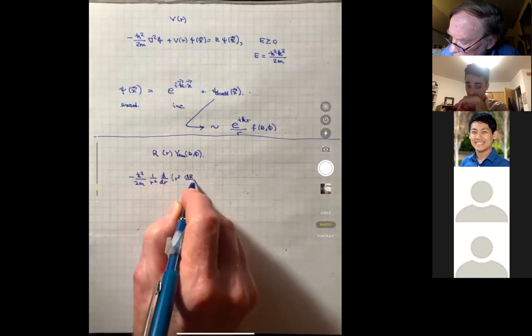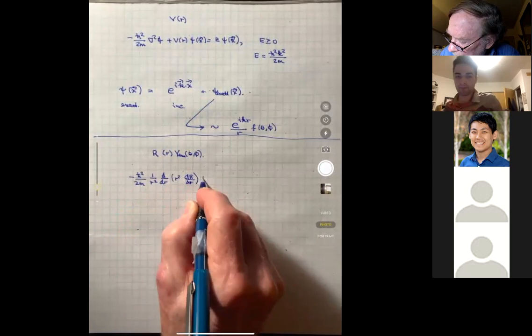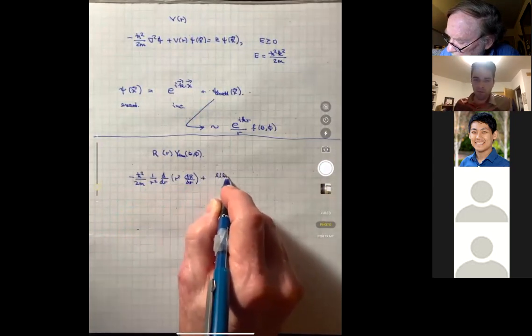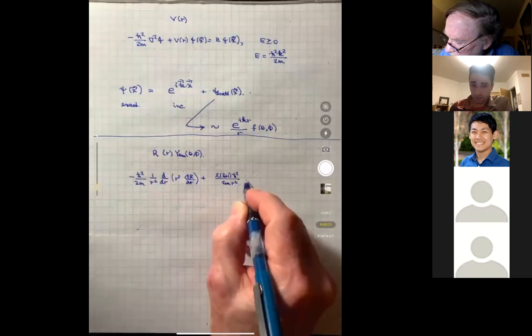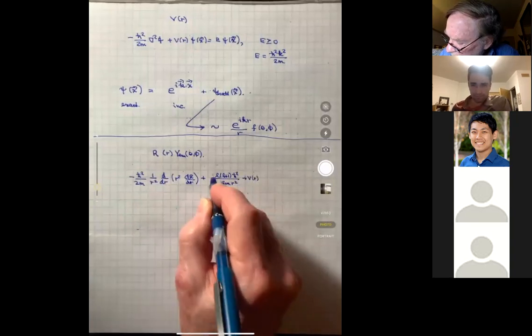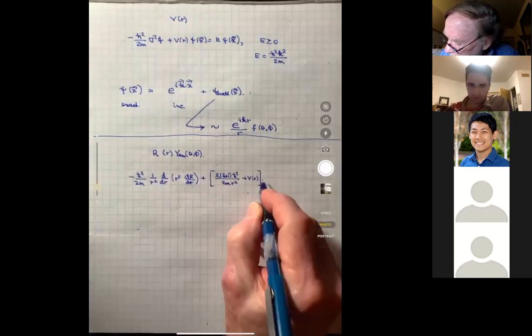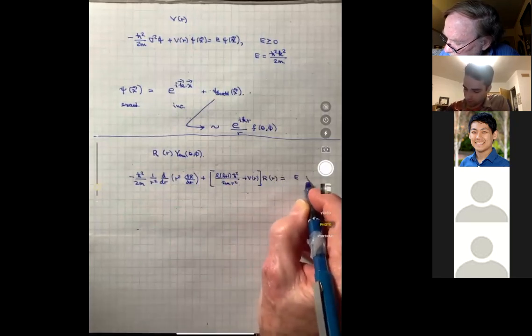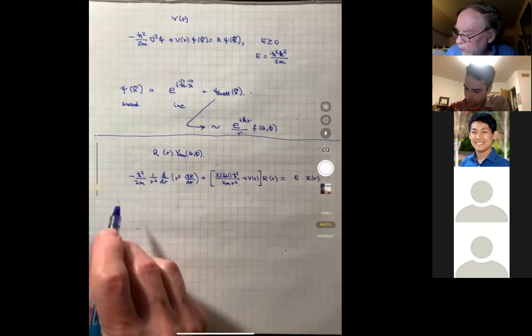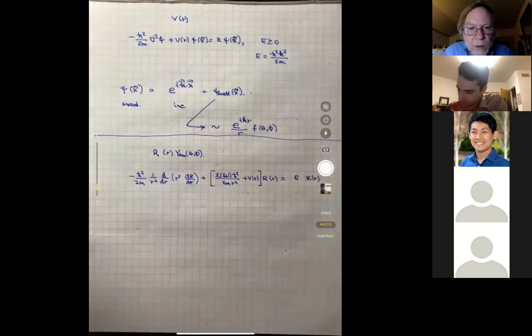I'm going to write it out in all detail now. Plus the centrifugal potential, l(l+1) ħ² over 2mr². And then we have the true potential V(r). Adding those gives you the effective potential, which multiplies R(r), and that is equal to the energy times R(r). So this is the radial Schrödinger equation that we solved to get the radial wave functions.